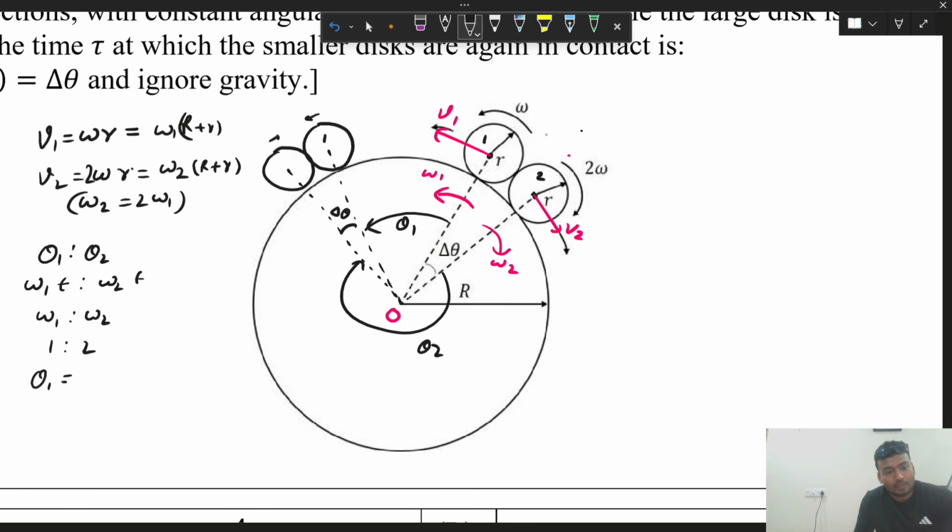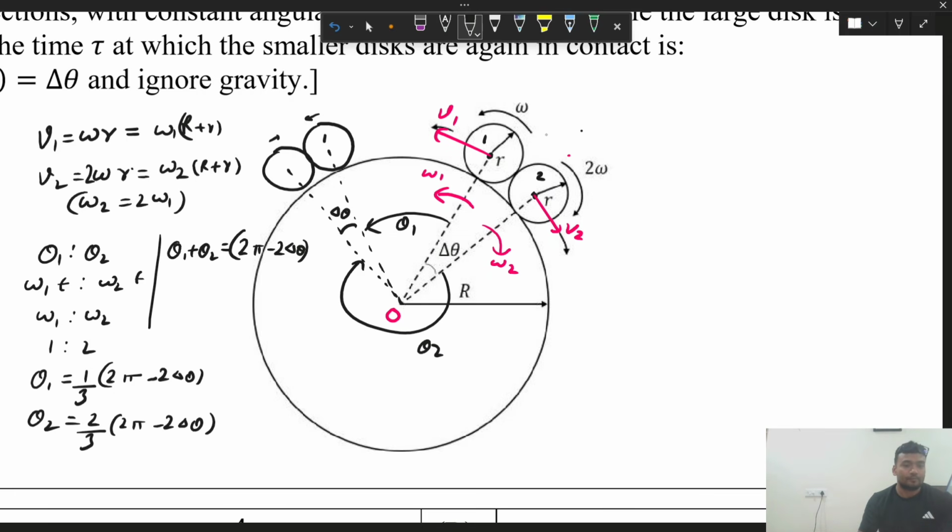So theta 1 will be one third of the total angle. And how to find the total angle? Theta 1 plus theta 2, how much are they traveling together? Initially it is delta theta, and later also there will be a delta theta gap between them. So the total angle is 2 pi minus 2 delta theta. Theta 1 is 1 by 3 of (2 pi minus 2 delta theta), and theta 2 is 2 by 3 of (2 pi minus 2 delta theta), right?